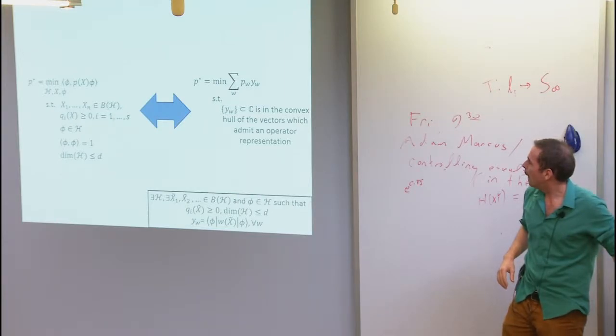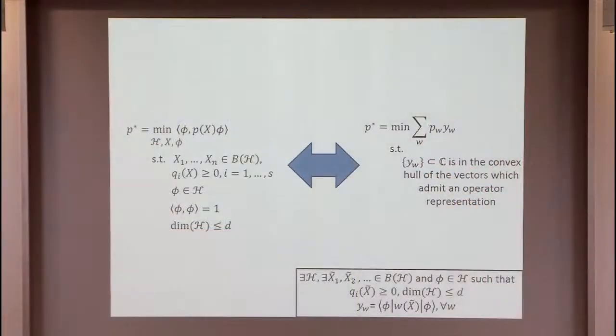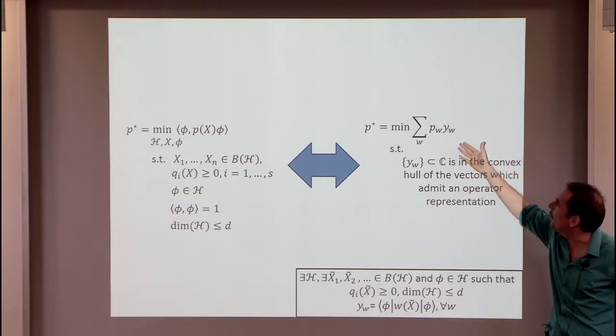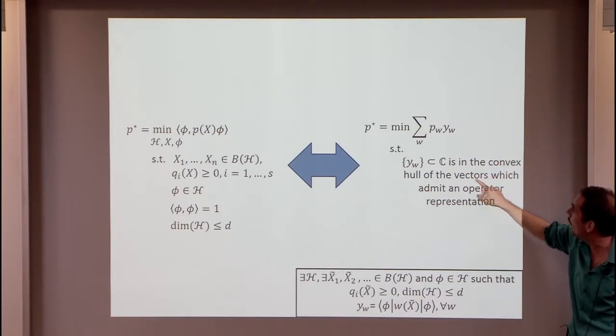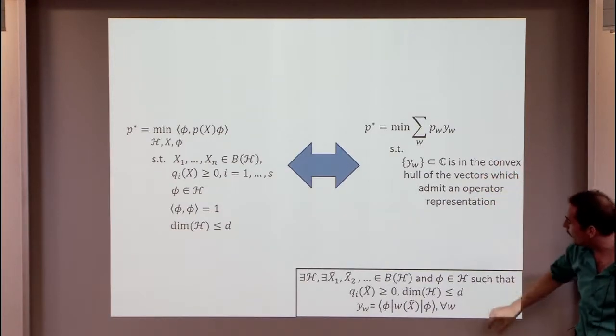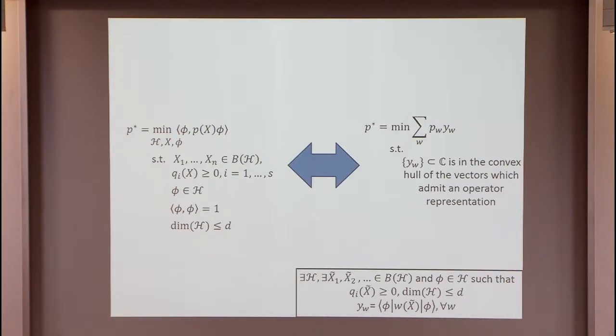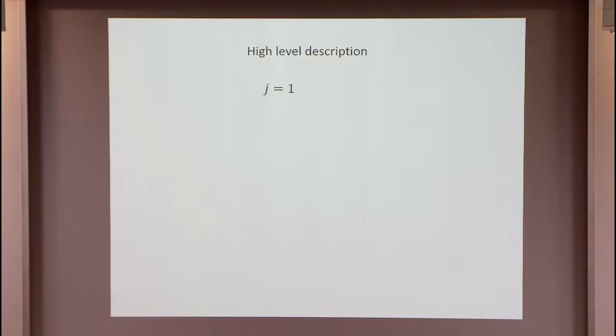Okay, the idea to solve this problem is as follows. As before, I'm going to map this problem into finding some linear optimization over a set of complex numbers which lives in the convex hull of the vectors which admit an operator representation, but with a bounded dimensionality. Good. So I'm going to give a high-level description of the algorithm.